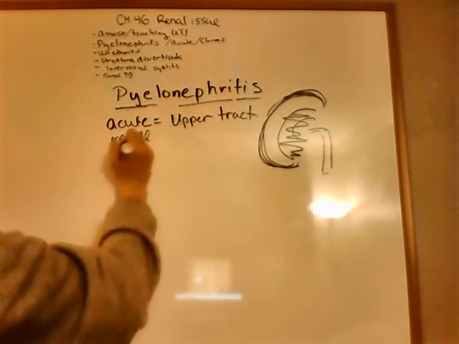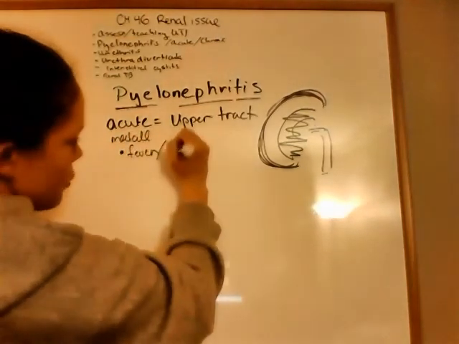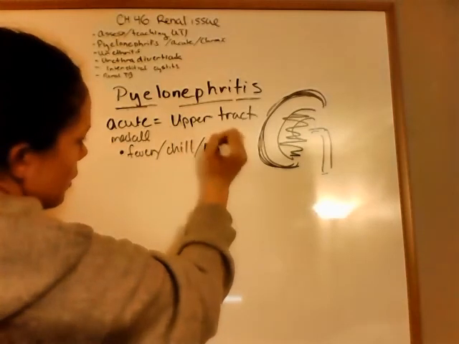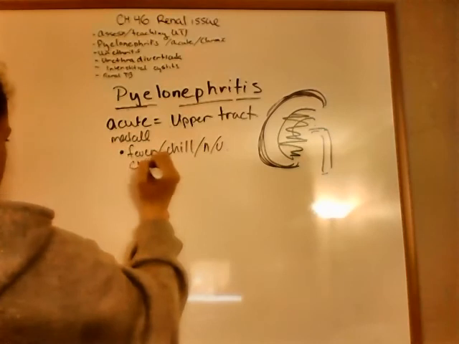When you have the upper, you're going to have fever, your systemic reactions, chills, nausea, vomiting. Those are systemic reactions. And CVA tenderness. Okay.